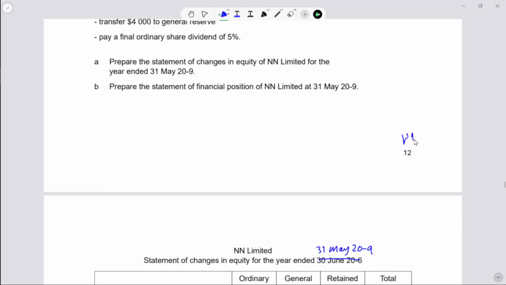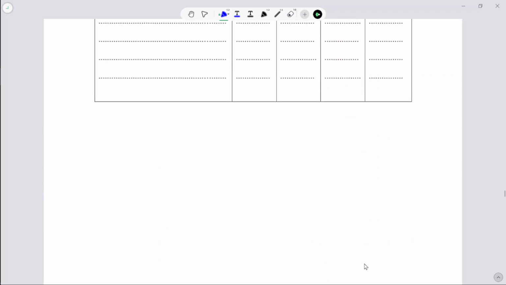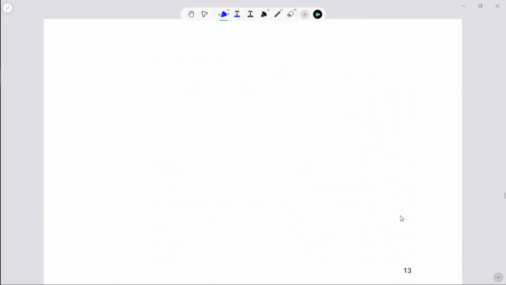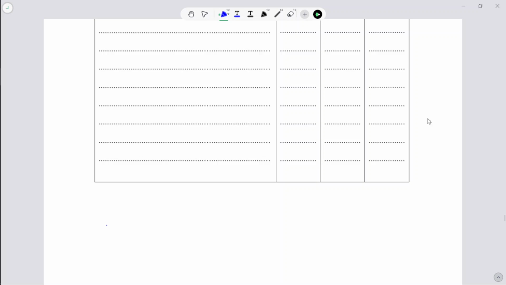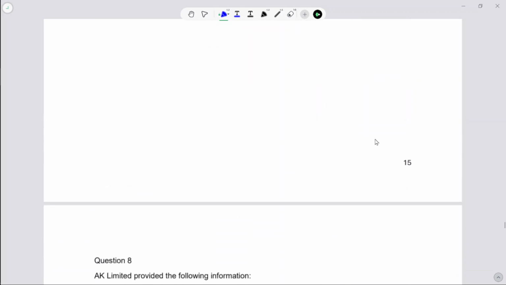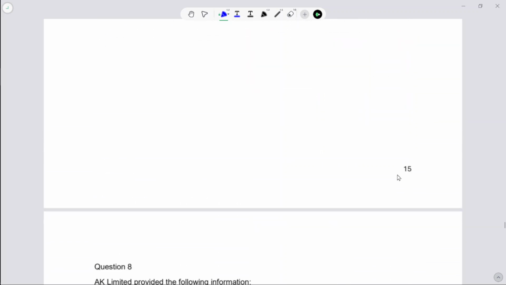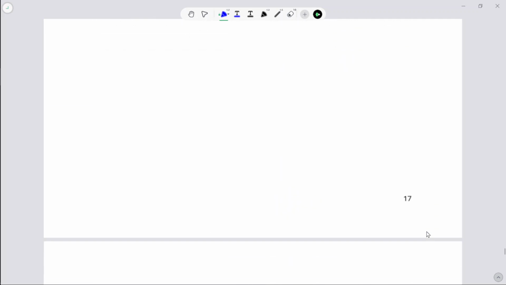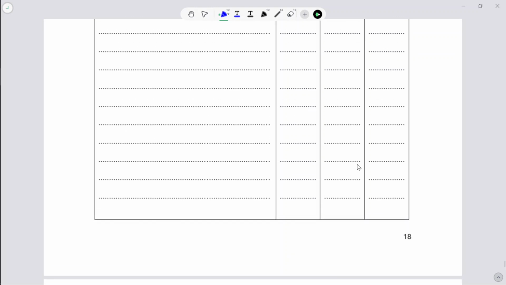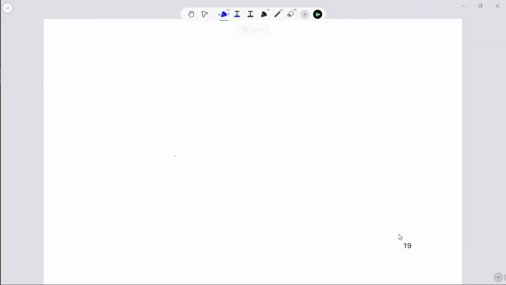Page 12 homework. Page 13 also homework. 14 homework. 15 homework. So 16 also homework. 17 homework. 18 also homework. Okay, so we are done.